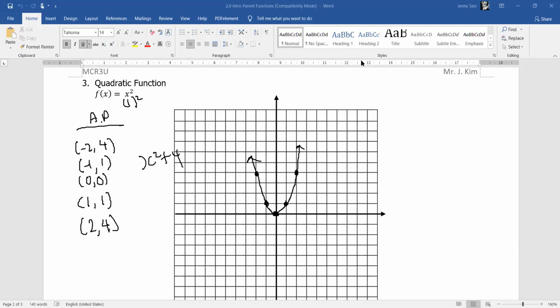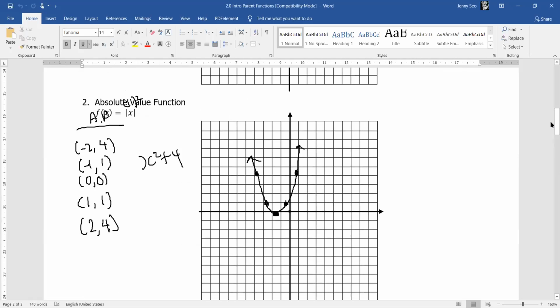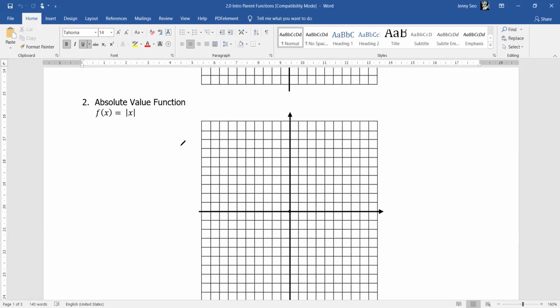All right, let's go to number 2. This is one of the first ones that you have not yet seen, but that's okay. Number 2. All right. Absolute value function. Anyone here know what the absolute value means? Nathan, do you know what absolute value means? No. That's okay. How about Noah? Do you know what absolute value means? I don't think so. That's okay.